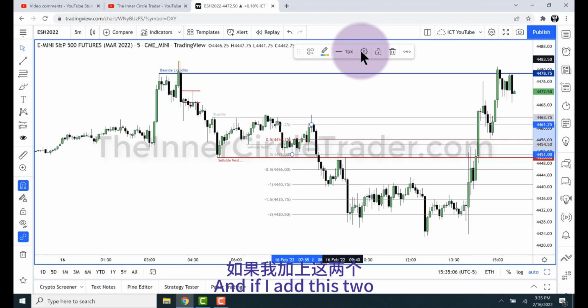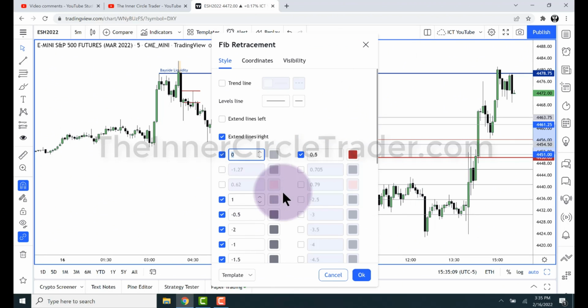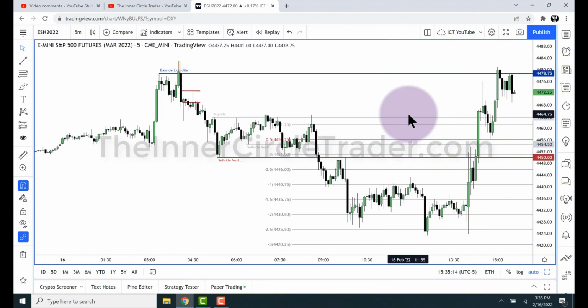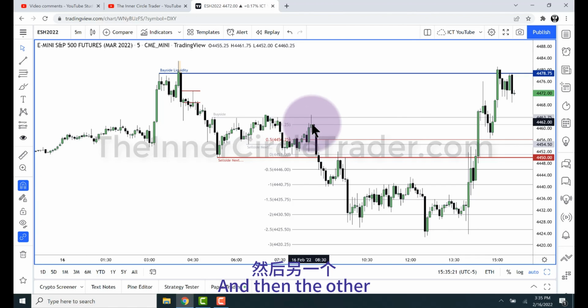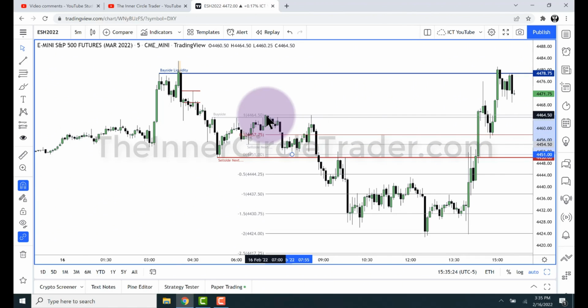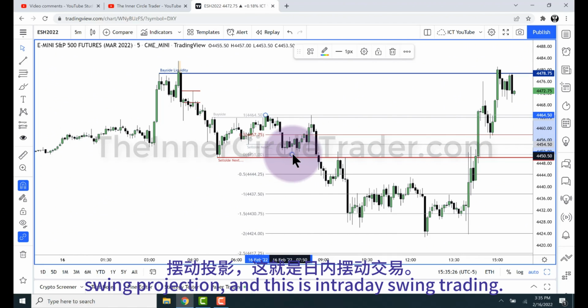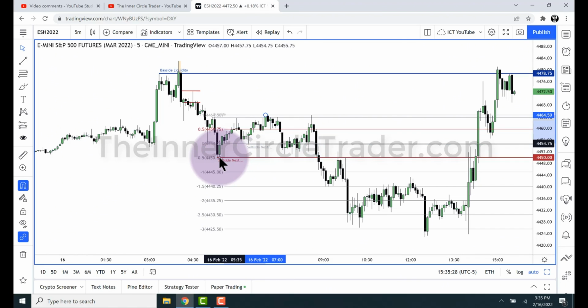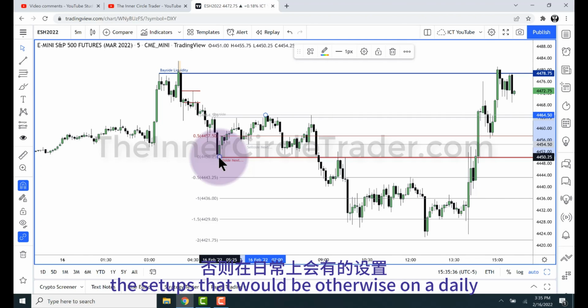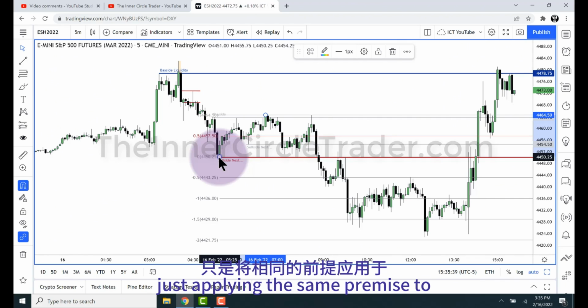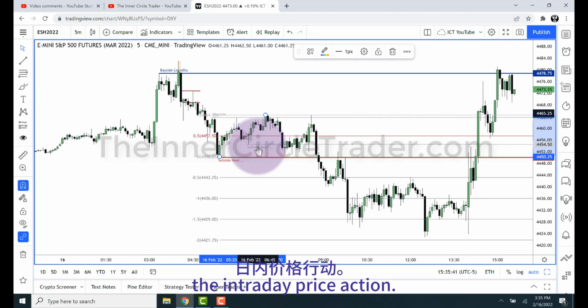And if I add this 2.5, 3 doesn't really quite get hit, I don't think. No, it doesn't get 3, but 2.5, nice movement there, and it rallies. And then the other swing projection. And this is intraday swing trading. It's the same idea, really, of looking for the setups that would otherwise be on a daily chart or a 4-hour chart, just applying the same premise to the intraday price action.